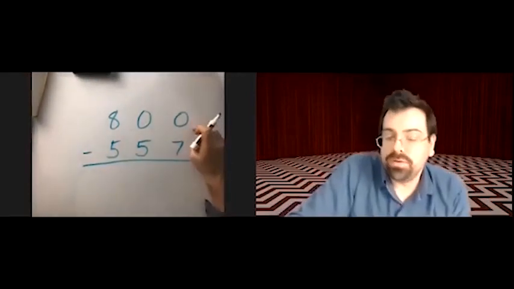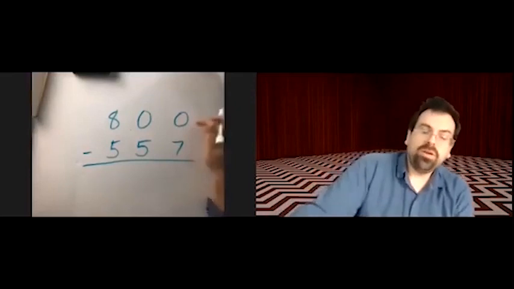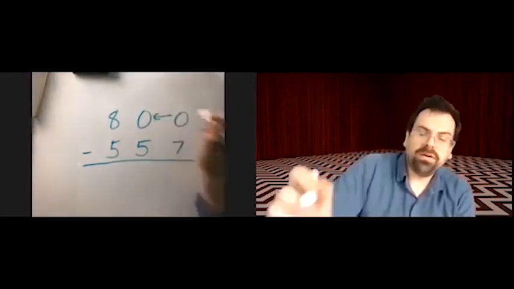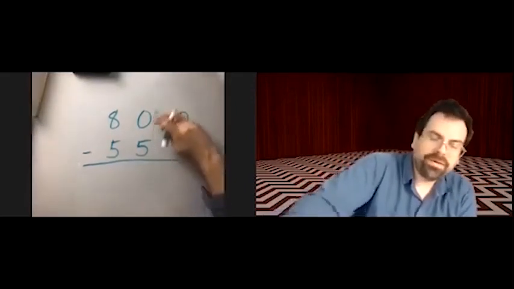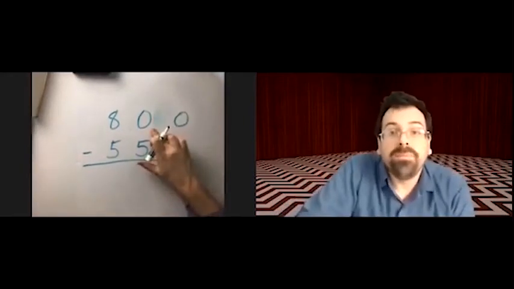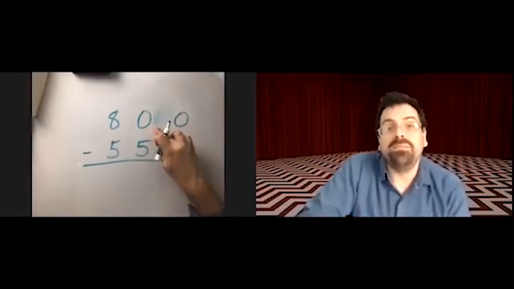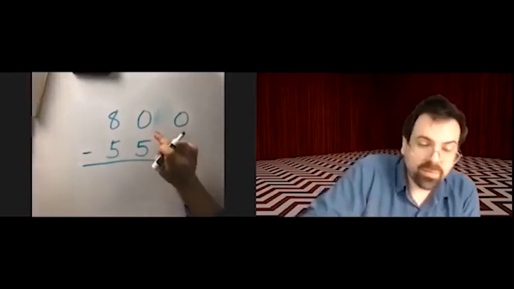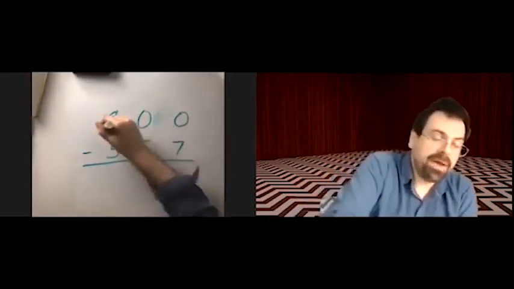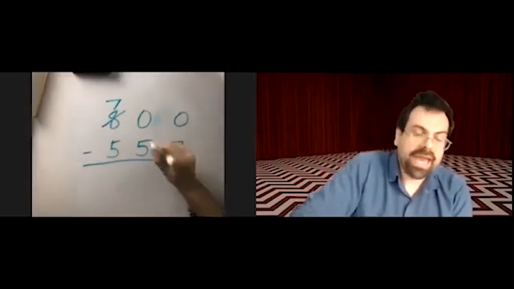We need to borrow to turn this into something. Normally we would borrow from here, but we don't have anything to borrow from. So we need to turn this into something to borrow from, which means we want to turn this into a 10, and we can do that by borrowing from the 8.